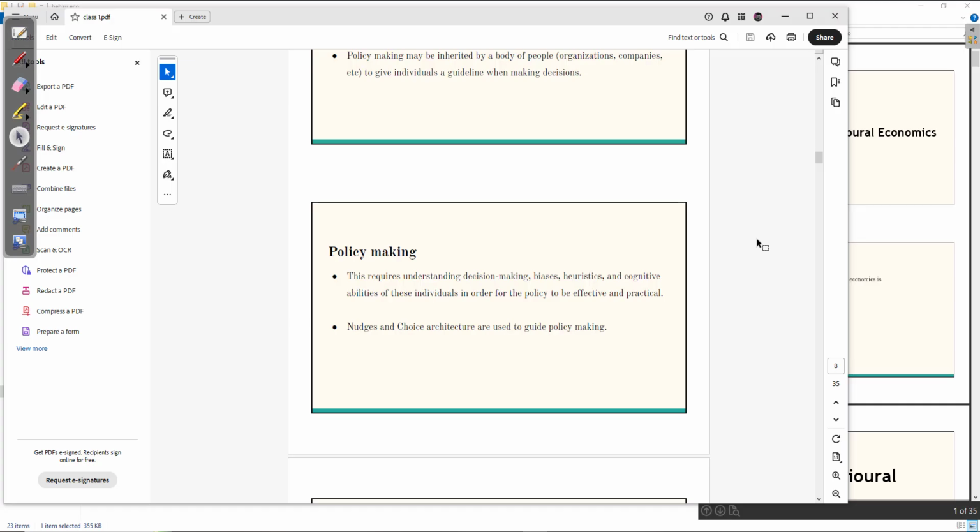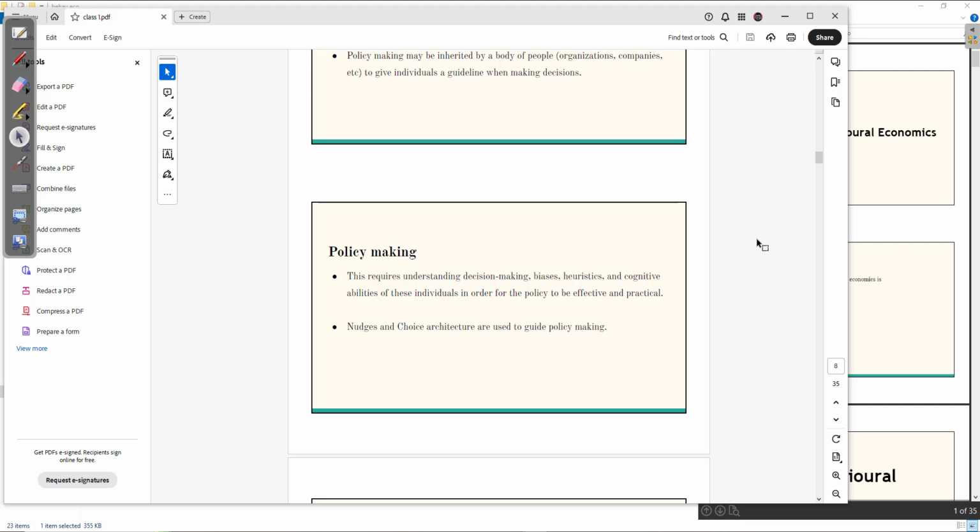Nudge and choice architecture are used to guide policy making. Now, what are these heuristics? What is this nudge? What is this choice architecture? We'll be covering these things. These are very important concepts in behavioral economics, and as you understand them, you will understand much about your own decision making.